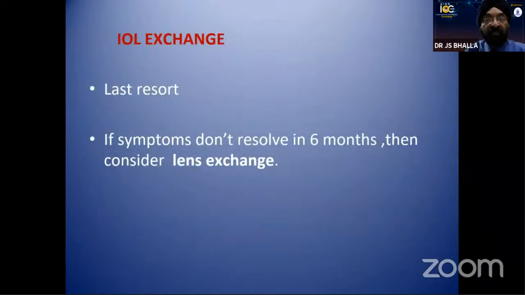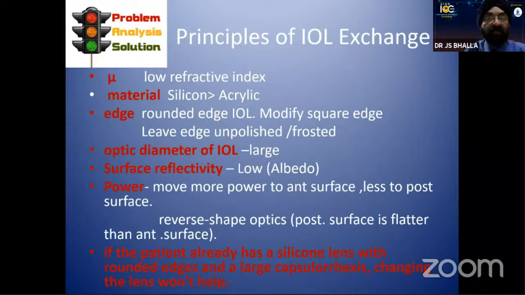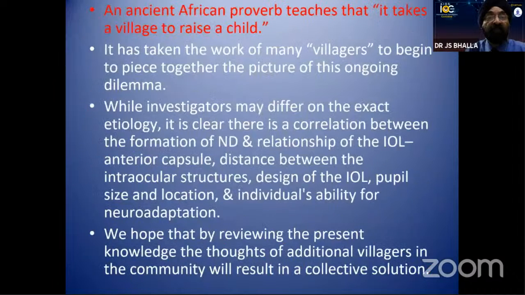IOL exchange is the last resort if the symptoms do not resolve in 6 months. The principles of IOL exchange are that the newer IOL has to be of lower refractive index, preferably silicone with a rounded edge, the optic diameter has to be large, and the surface reflectivity has to be low. More power has to be given to the anterior surface and less to the posterior surface.